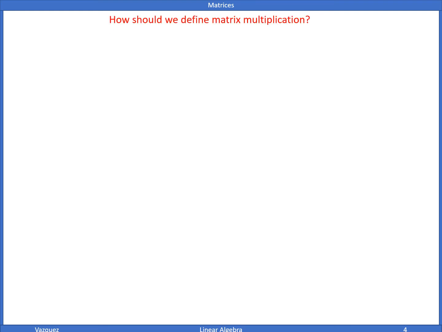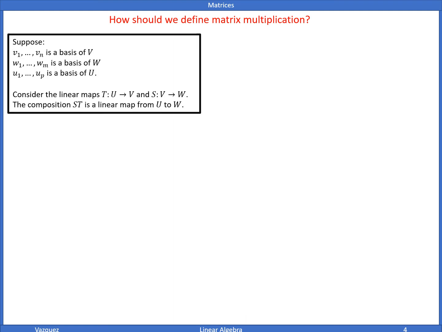So now, how should we define matrix multiplication? Well, suppose V1 to Vn is a basis of V, W1 to Wm is a basis of W, and U1 to Up is a basis of U. Now consider the linear maps T mapping U to V, S mapping V to W, and the composition ST is a linear map from U to W.